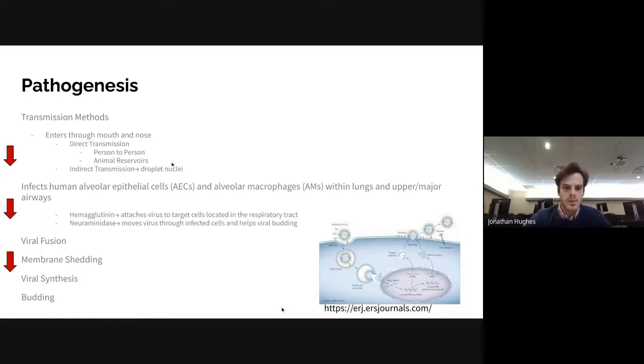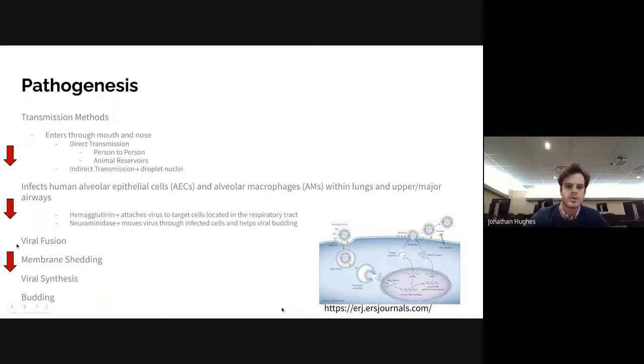It's going to enter through the nose and the mouth, and it's going to attack human alveolar epithelial cells and alveolar macrophages within the lungs and the major respiratory tract. The hemagglutinin is going to adhere itself to sialic acid molecules on the cell membrane, which is going to allow the envelope to fuse with the membrane of the host cell and enter into the host cell, where it can shed its membrane and then start its replication cycle.